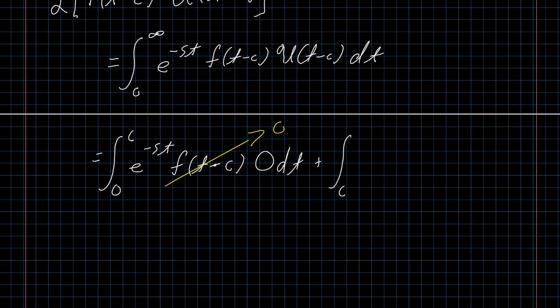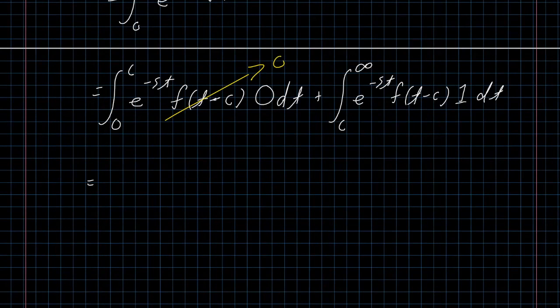And then we'll have the integral from c to infinity of e to the minus st times f of t minus c times u. But the Heaviside function between c and infinity always has the value of 1. So we are looking at the integral from c to infinity of e to the minus st times f of t minus c dt.